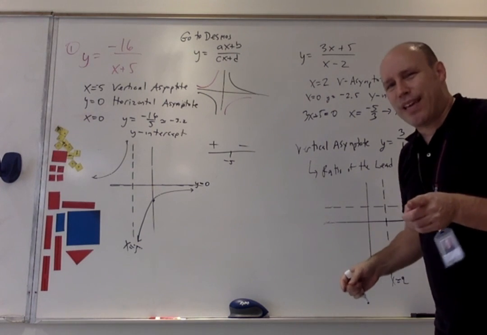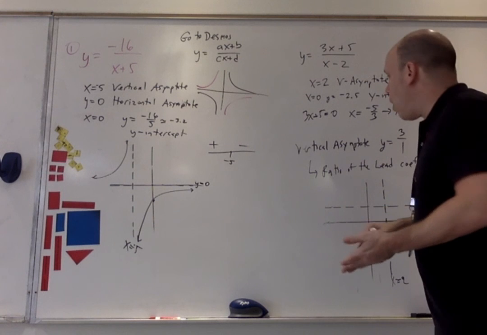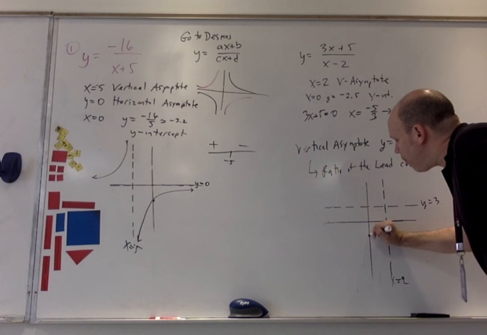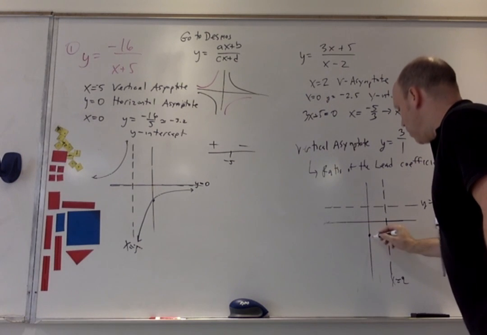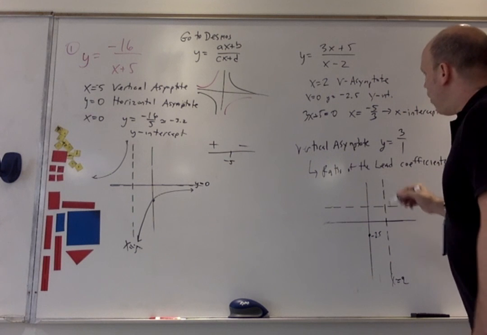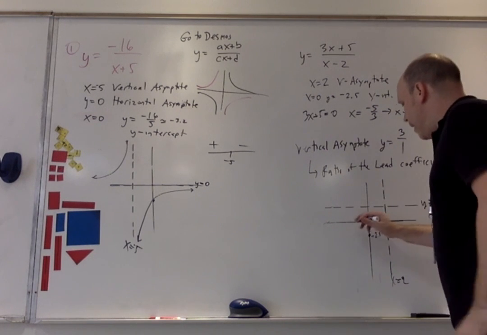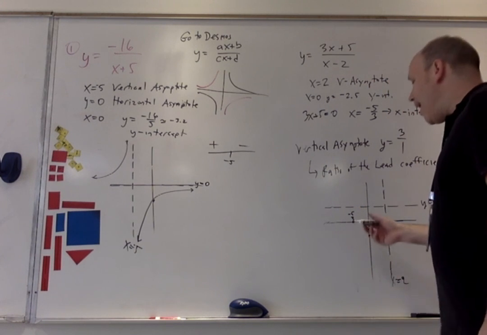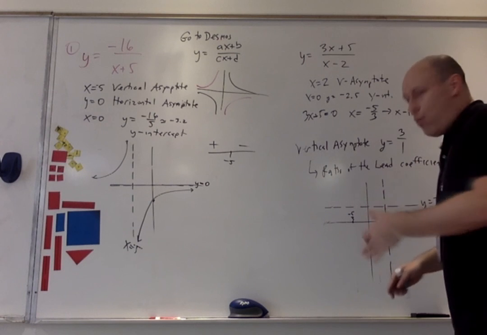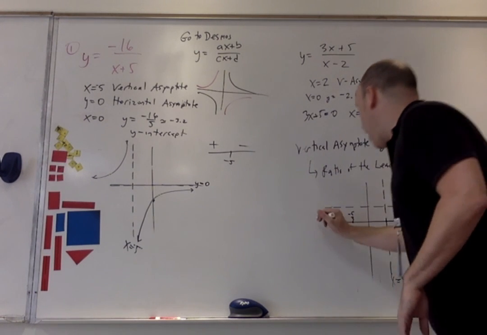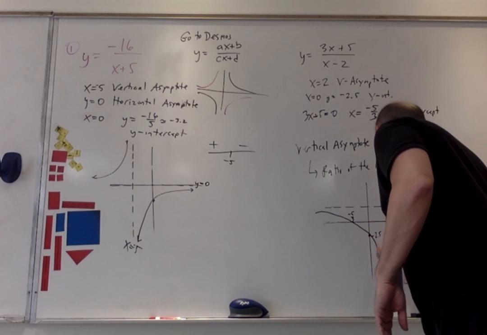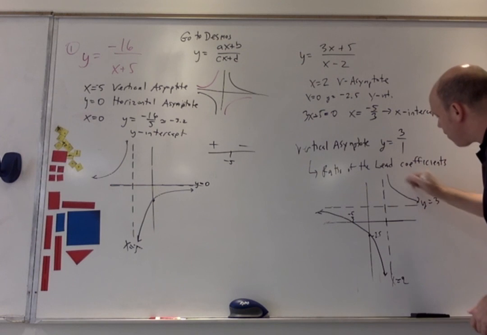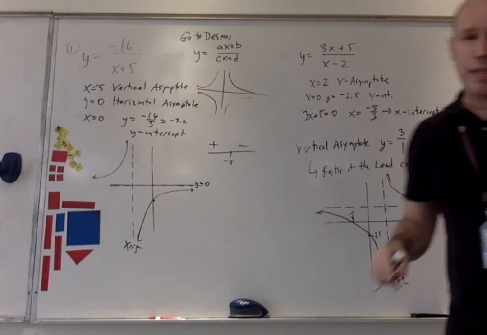Okay, let's put some points. Actually, by putting the intercepts in, it'll help us determine the branches. So I know that the y-intercept is 0, negative 2.5. I know that my x-intercept is negative 5/3. And so I know, through experience, that it kind of looks like this. Here's the branch over here, and therefore the other branch is over here. Okay, and that's the idea.